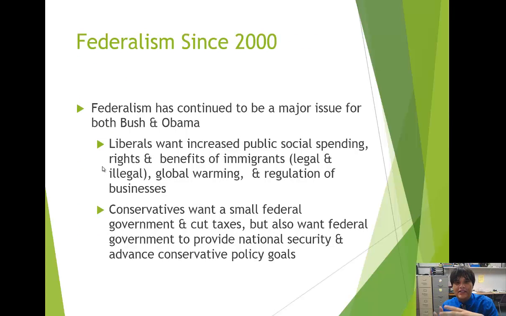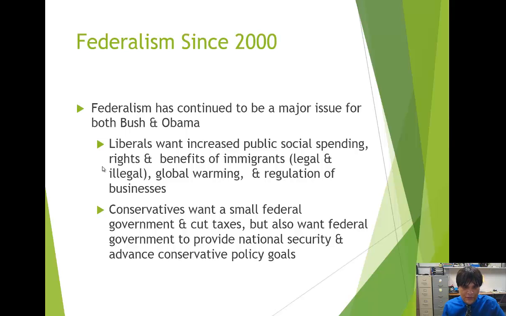In modern days, since 2000, federalism has been a major issue for both administrations since 2000. We've only had two presidents since 2000, both President Bush and President Obama. And federalism has continued to be a major issue for them. Even though since 2000 we've had this huge liberal-conservative divide here in America, both liberals and conservatives support the federal government to a certain extent, and therefore support federalism and are really using federalism to advance their causes.